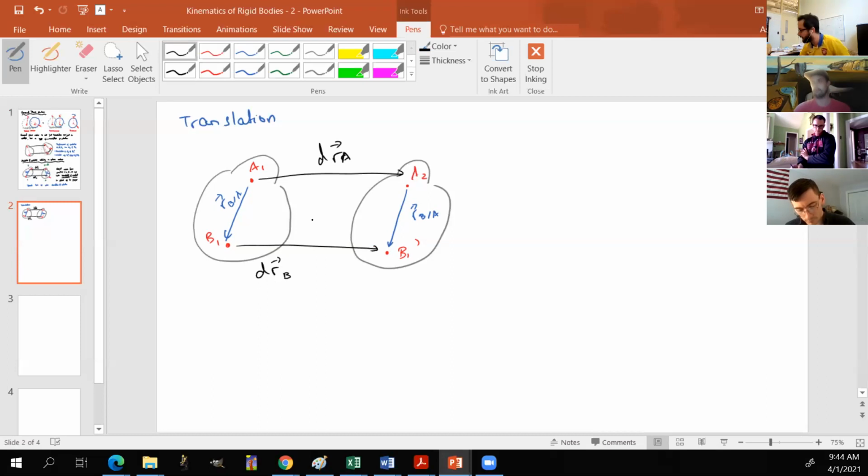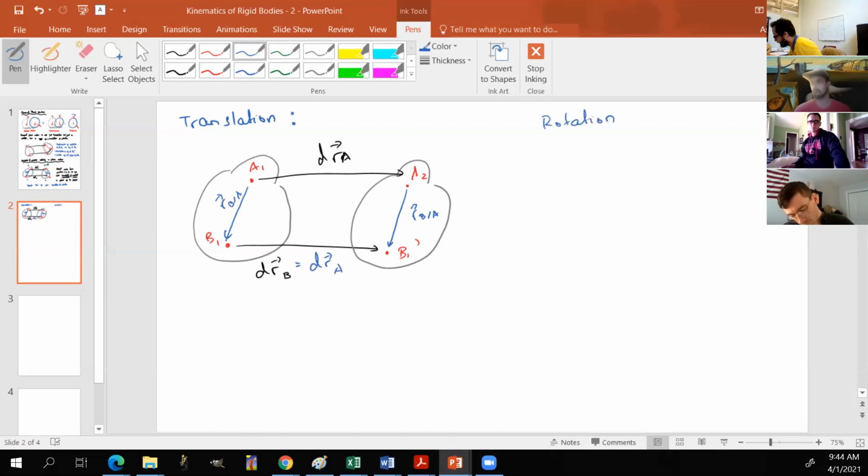What's the relation between dra and drb in pure translation? What's the connection? They're the same, right? This is a whole body and all the particles have moved and translated the same amount. So this is just the same thing as dra, right? You guys with me?